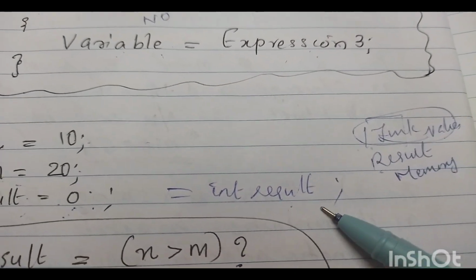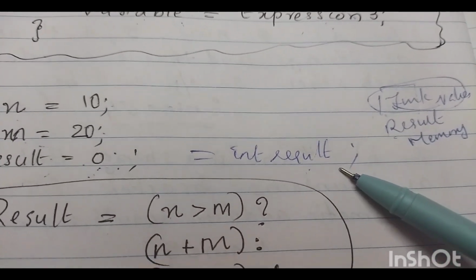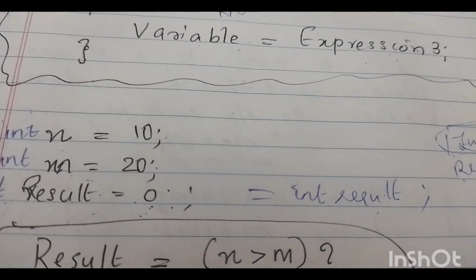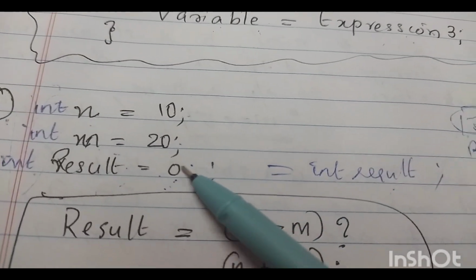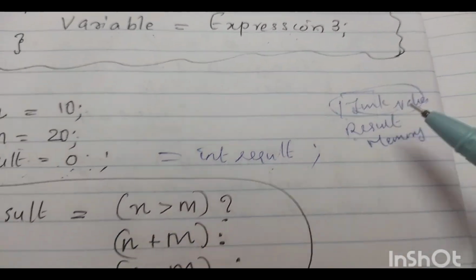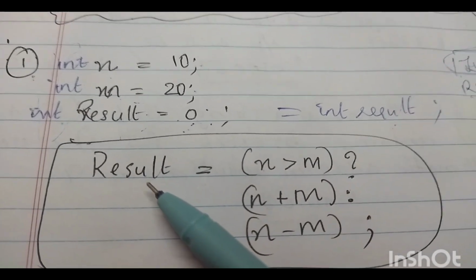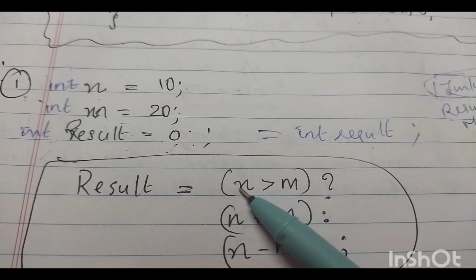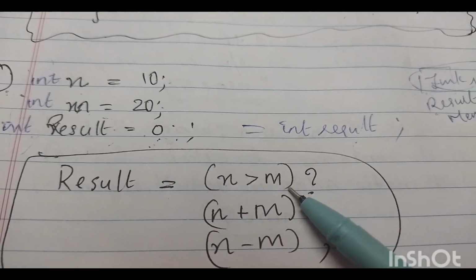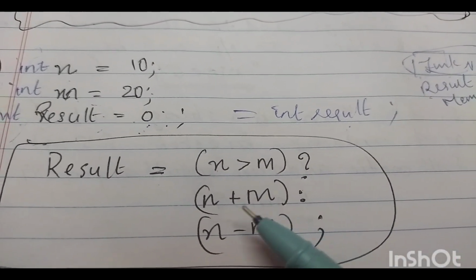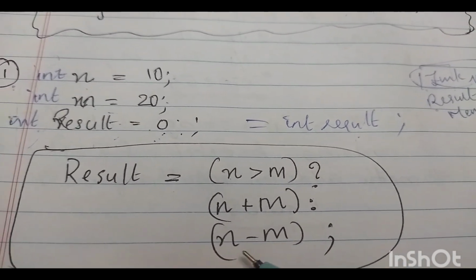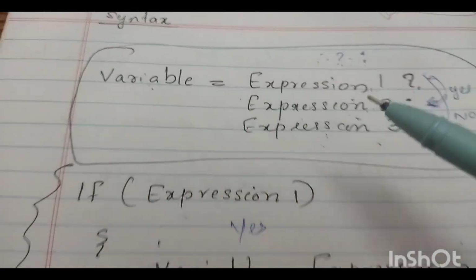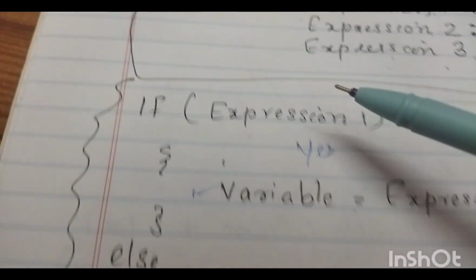Otherwise, we can write it like this. On paper, it is okay, but during coding, in the IDE, in the Java environment, it must be initialized to 0. Otherwise, some junk values will be here. Just for your information. Then here the conditional operation is given. Result is equal to, result is a variable. Variable is equal to expression 1, that is n greater than m, question mark, n plus m is expression 2, colon, expression 3 is n minus m, semicolon. n greater than m is expression 1. n plus m is expression 2.